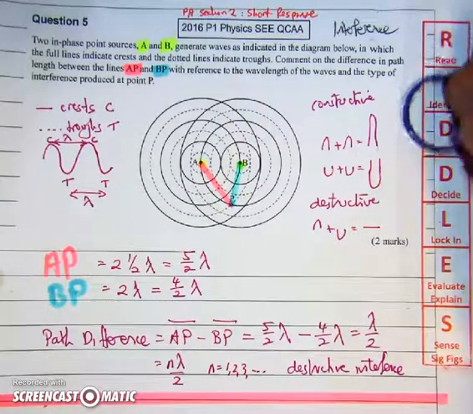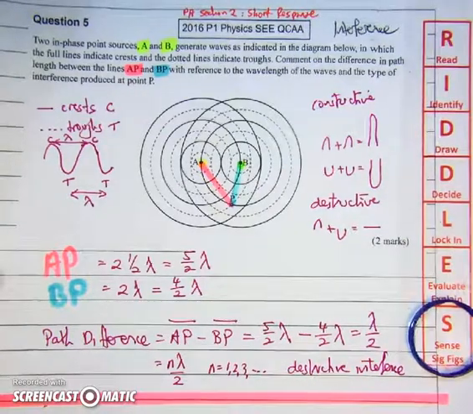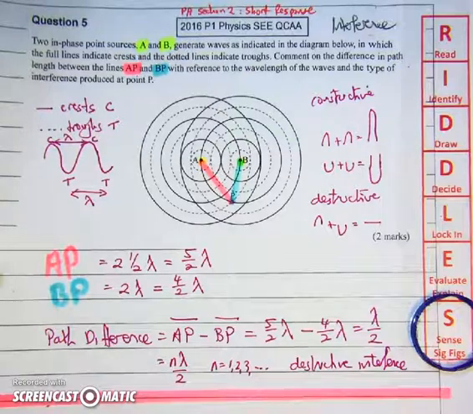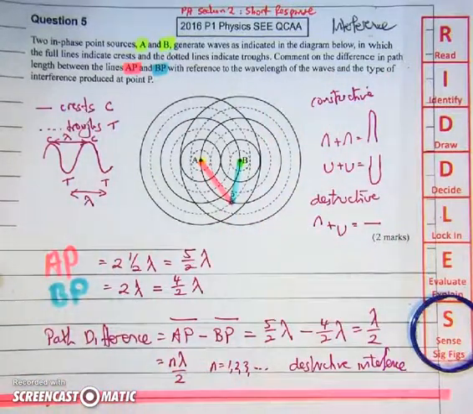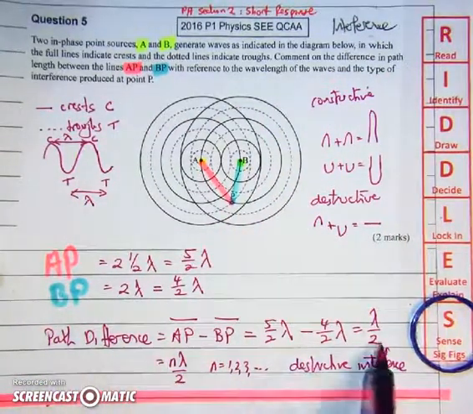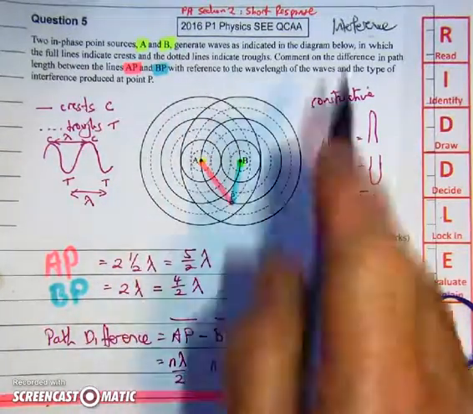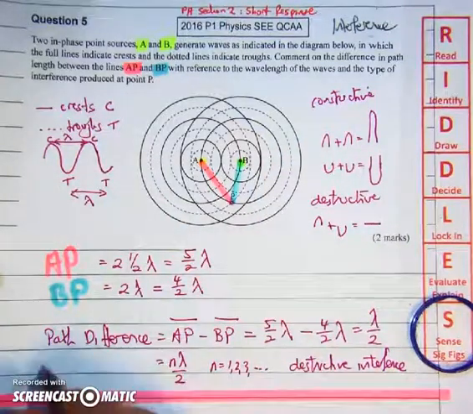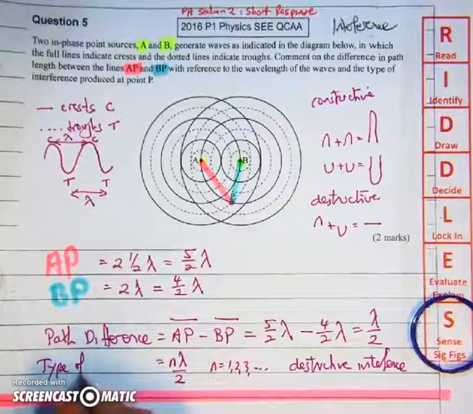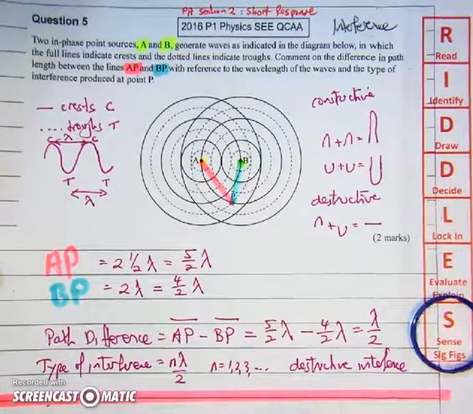So we've gone through our problem where we've done our evaluation. Now the last part is to actually check to see whether our answer makes sense, whether we've actually answered the question. And so we have a look: comment on the path difference between the lines AP and BP. The path difference here is half a wavelength. And we've done that with reference to the wavelength, yes, and the type of interference. So the type of interference is destructive. So we'll put here the type of interference is destructive interference.